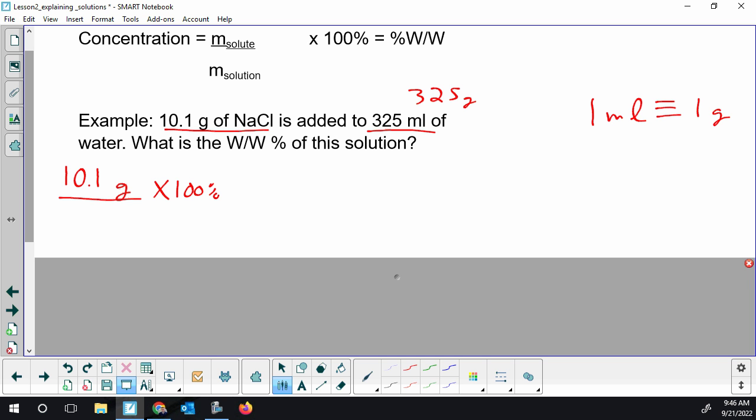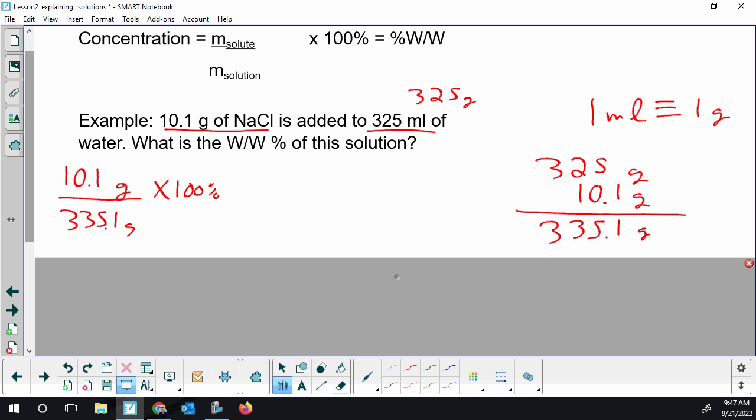So what's our total mass? We have 325 grams plus 10.1 grams. Okay. Now, if you throw this into your calculator or just add this up, you're going to get 335.1 grams. And we don't want to round early, so we can use all of those digits.